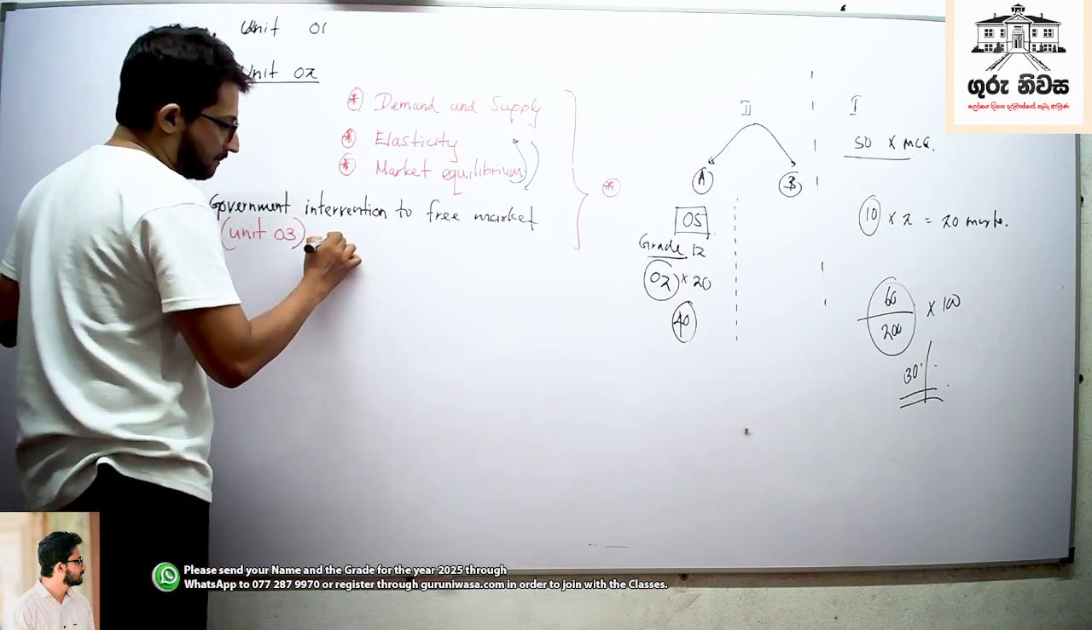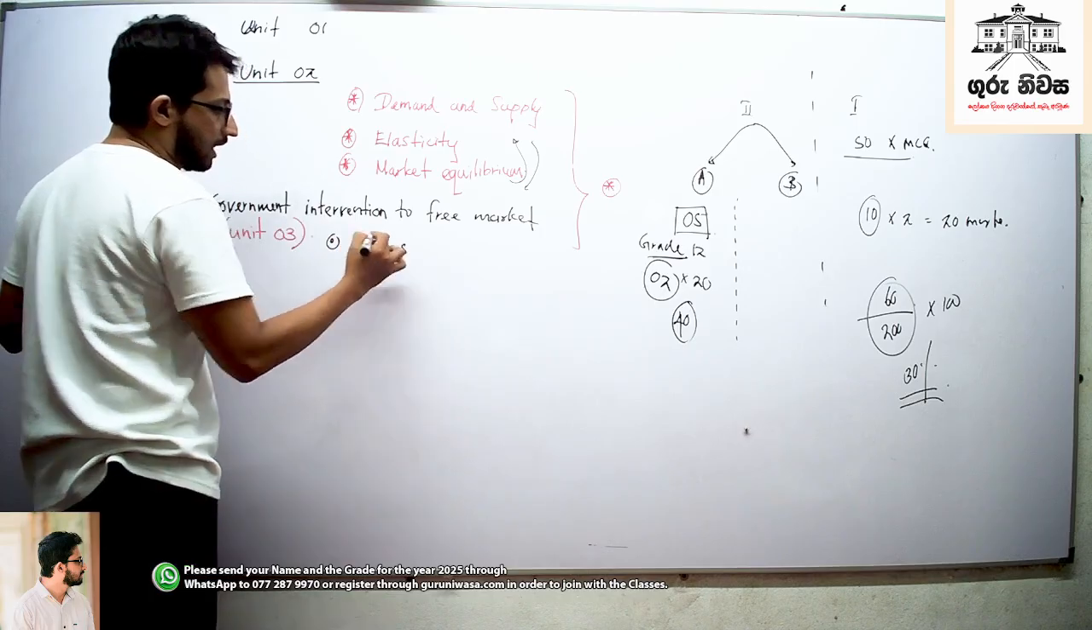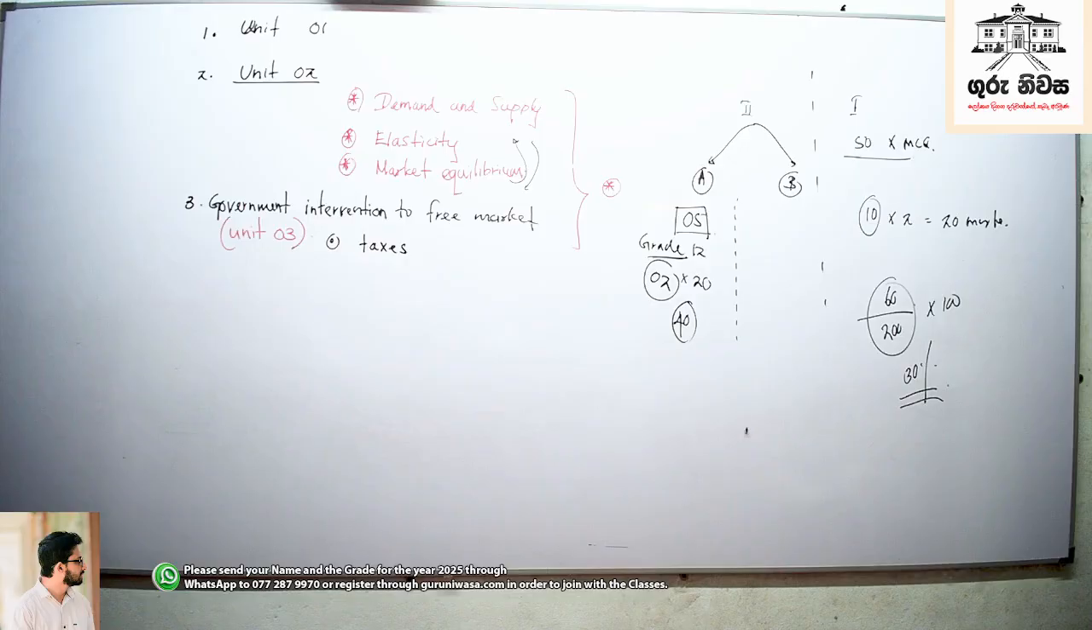Here we discuss mainly 3 points. Number 1, unit taxes. What happens if the government imposes taxes on products? Second one, subsidy.